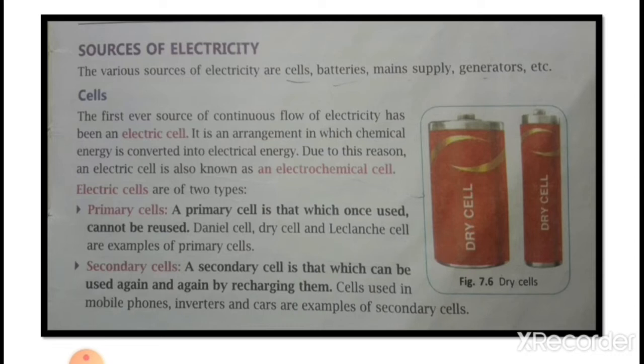Secondary cells. A secondary cell is that which can be used again and again by recharging it. Cells used in mobile phones, inverters and cars are examples of secondary cells. So secondary cells are the cells in which we can use it again and again by recharging them.